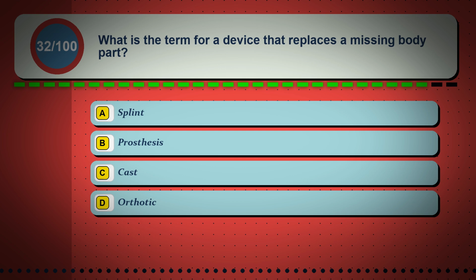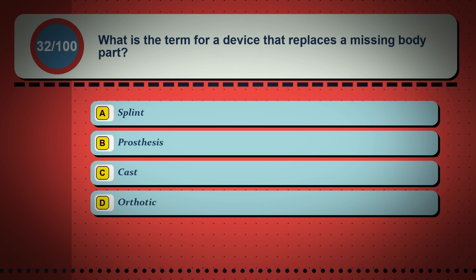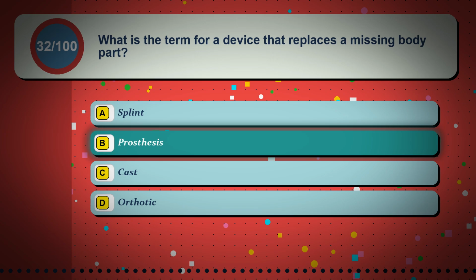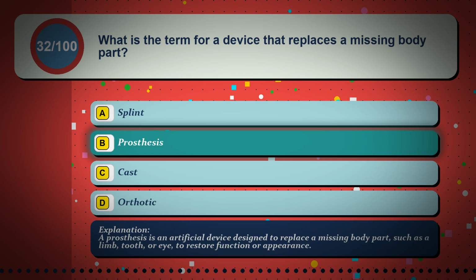Question 32. What is the term for a device that replaces a missing body part? Option A. A splint. Option B. Prosthesis. Option C. Cast. Option D. Orthotic. The correct answer is option B. Prosthesis. A prosthesis is an artificial device designed to replace a missing body part, such as a limb, tooth, or eye, to restore function or appearance.